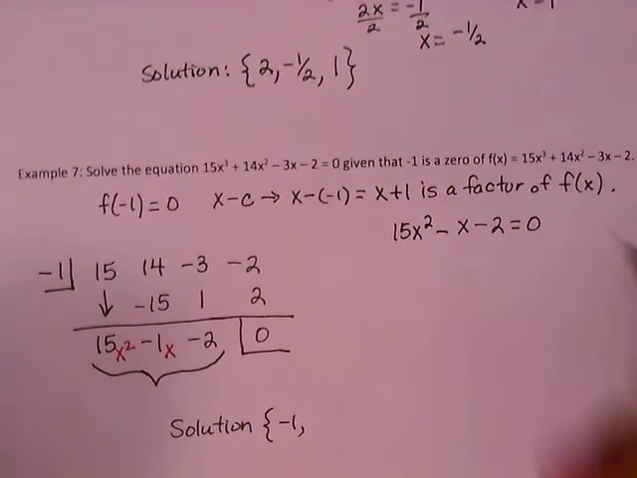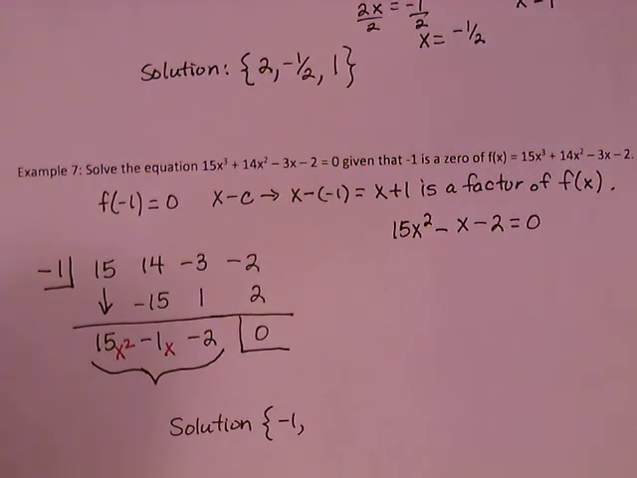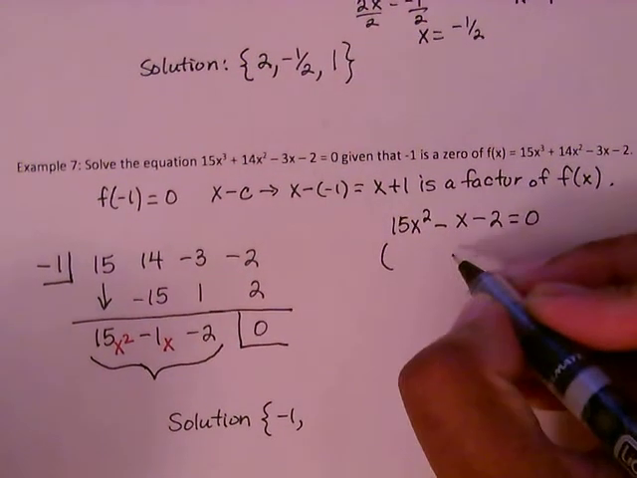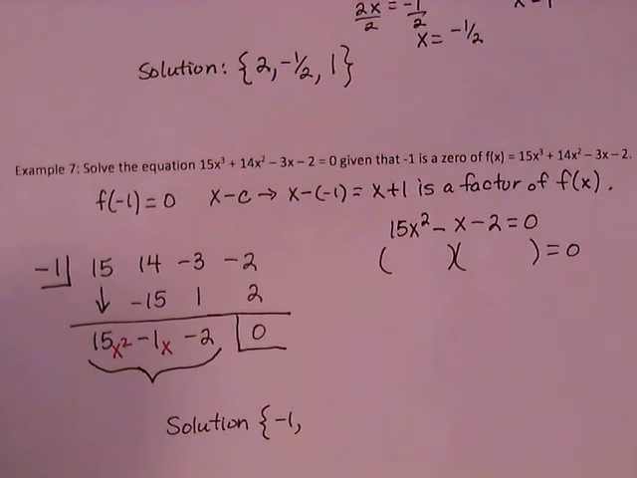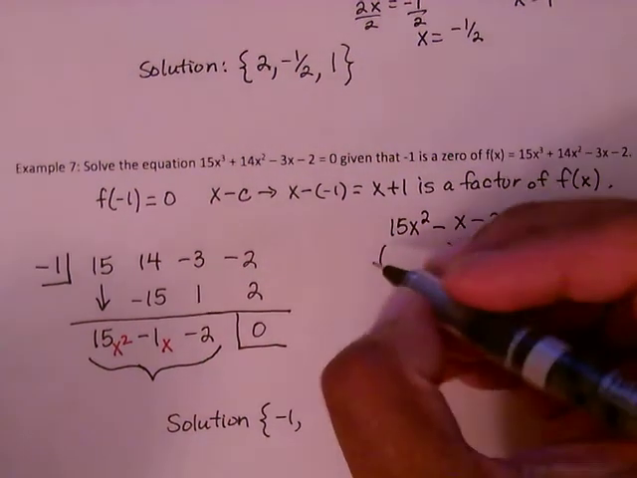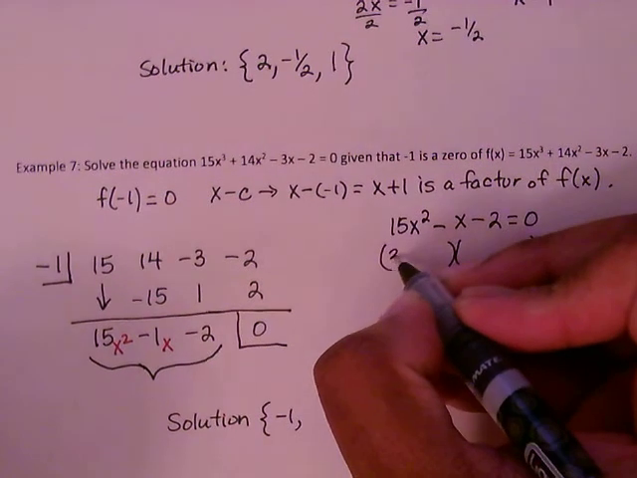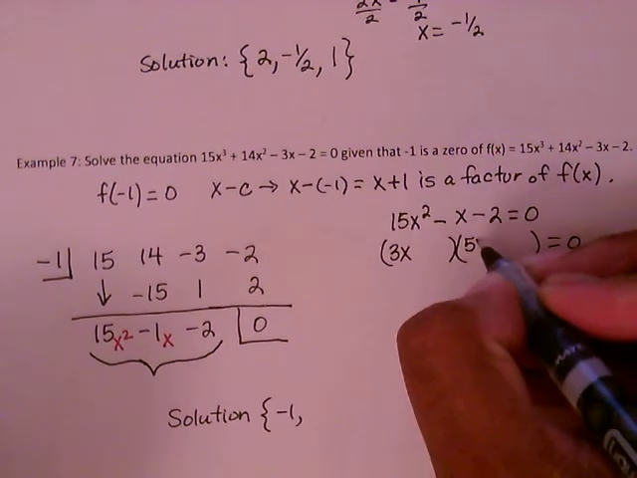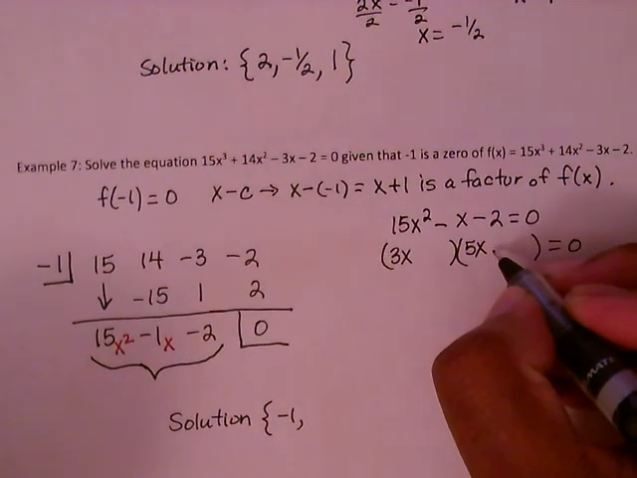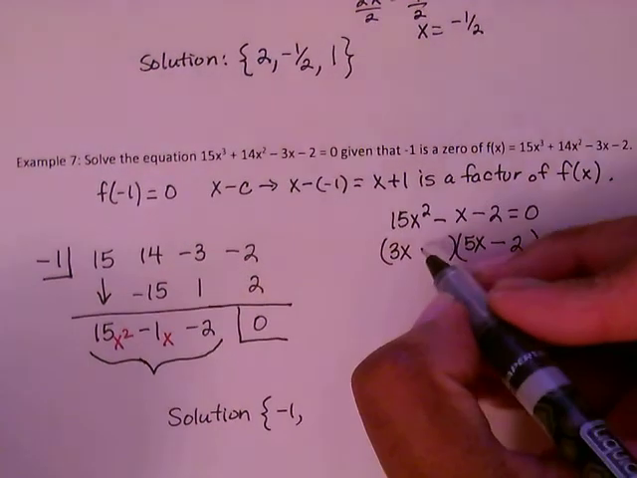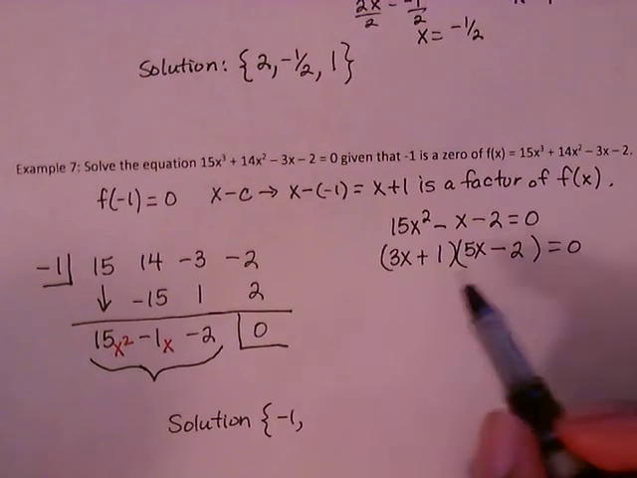We're going to set that equal to 0 and solve for x. We're going to have to do some factoring here. Now that 15x squared, you're just going to have to take my word on this one. I'm going to break 15x squared as 3x and 5x. And then the only factors of -2 will be something like -2 and 1.